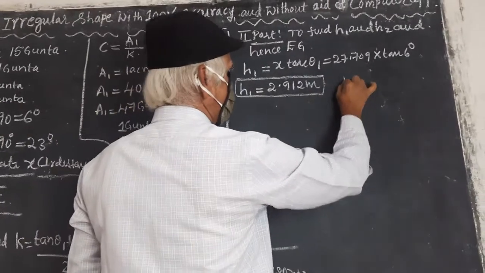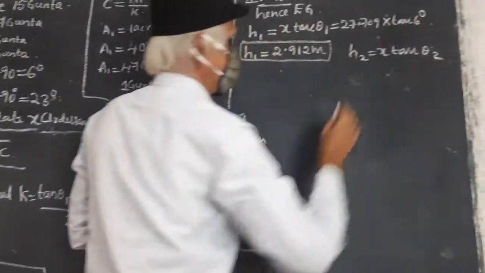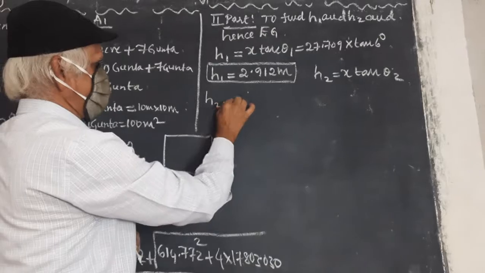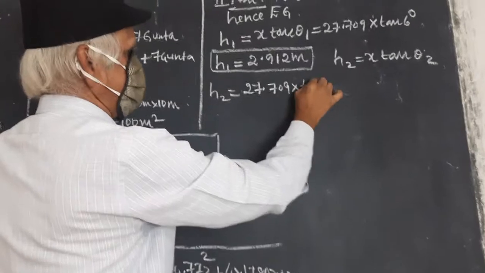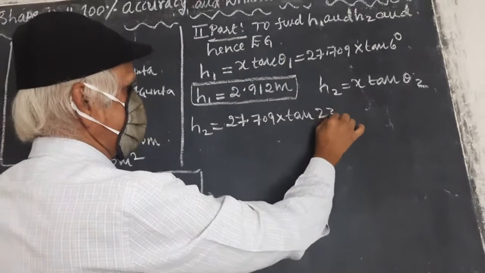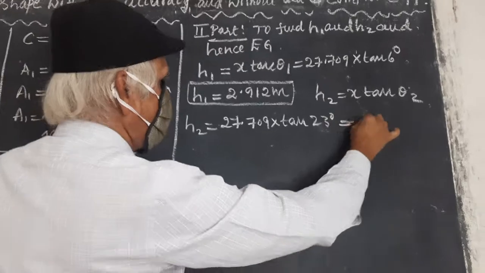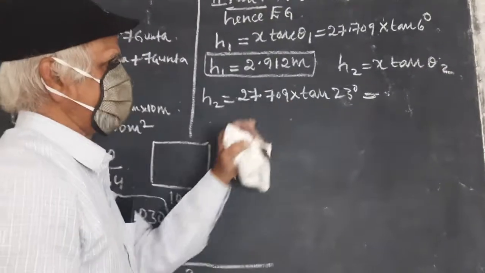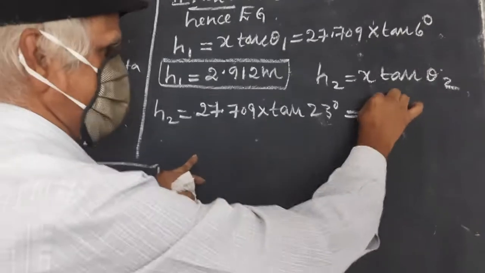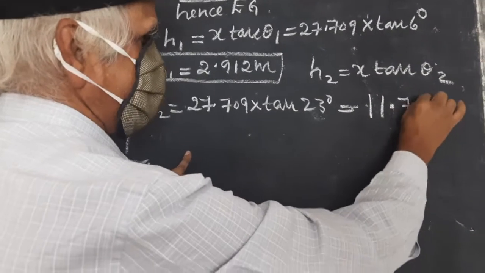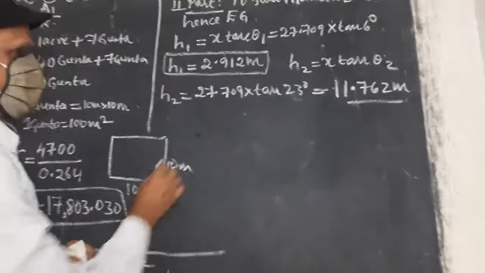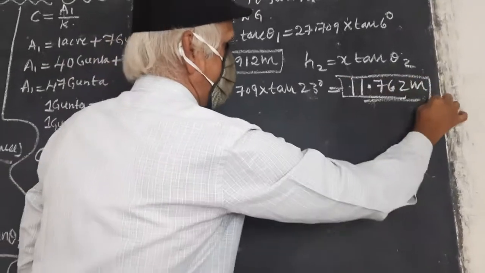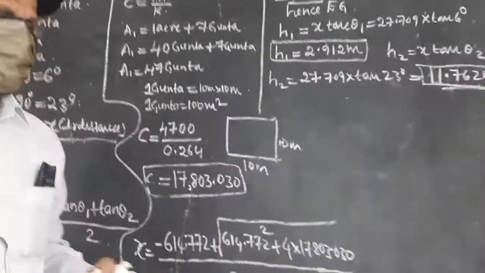Similarly, H2 is equal to X tan theta 2. So I am substituting that X is 27.709 into tan theta 2, which means 23 degree. So on simplification, one gets H2 to be equal to 11.762 meter up to 3 decimal places. So this is the H2 value.